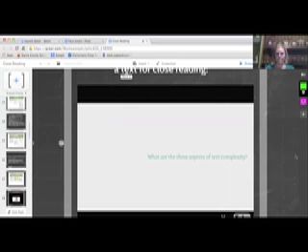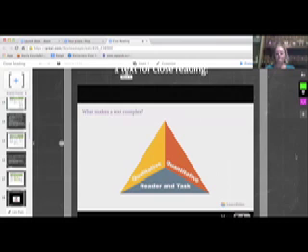Before we move on to choosing a text, let's review the three aspects of text complexity. The three aspects of text complexity are the qualitative features, the quantitative measure, and the reader and task challenges.